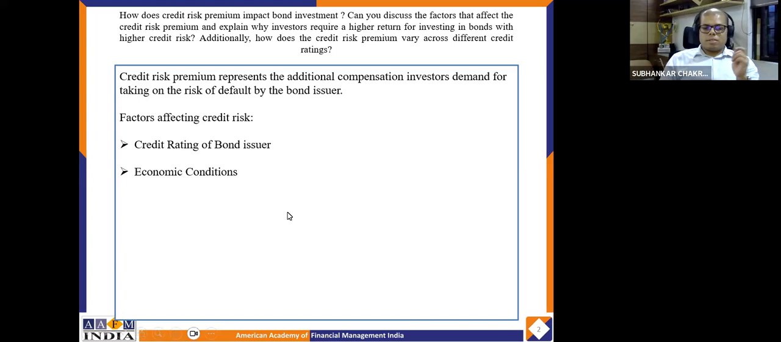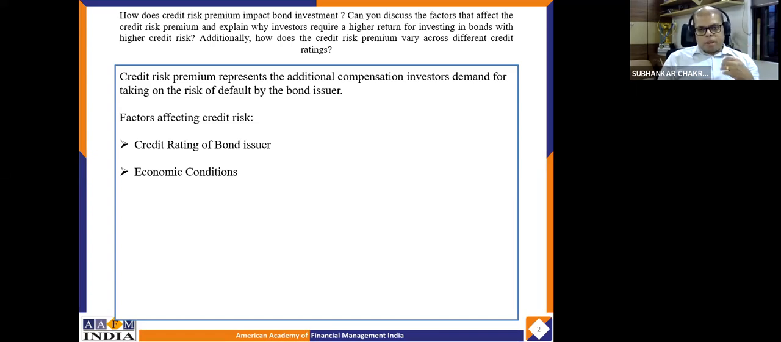The second factor is economic conditions. Let's say you are in a position where economic conditions are very bleak, something that happened during COVID. Everything was shut down. When you invest in a credit bond, you are lending money, it is a business of lending. There is a very high chance that the person might not be able to return your money because the economic condition is not good, his business might not run properly, and he might not be able to give you good returns.